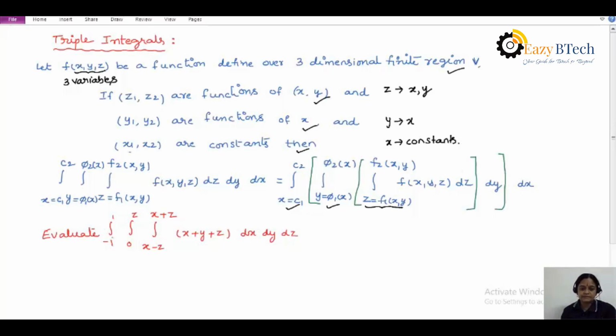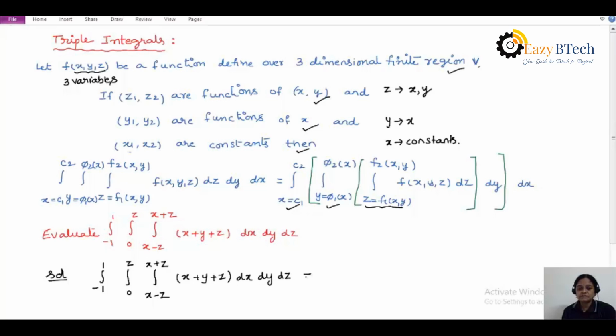So one problem is there. Evaluate the integral from -1 to 1, the integral from 0 to z, the integral from x minus z to x plus z, of x plus y plus z, dx dy dz. So we have to evaluate this problem. At first I am writing the given question: the integral from -1 to 1, 0 to z, x minus z to x plus z, of x plus y plus z, dx dy dz.